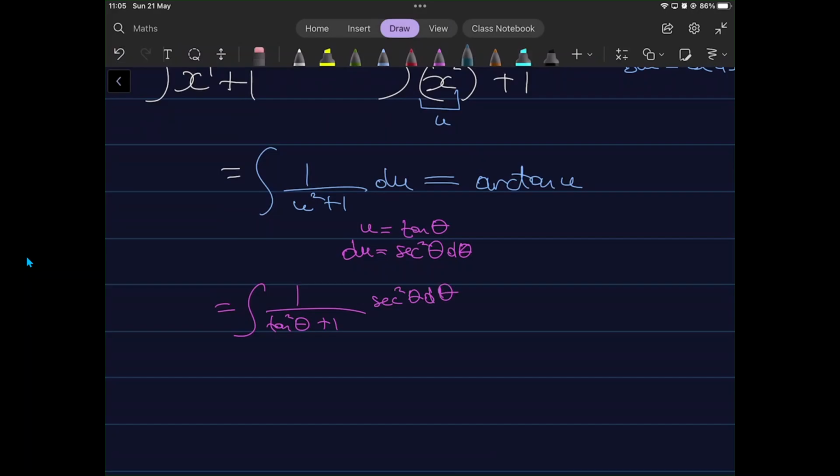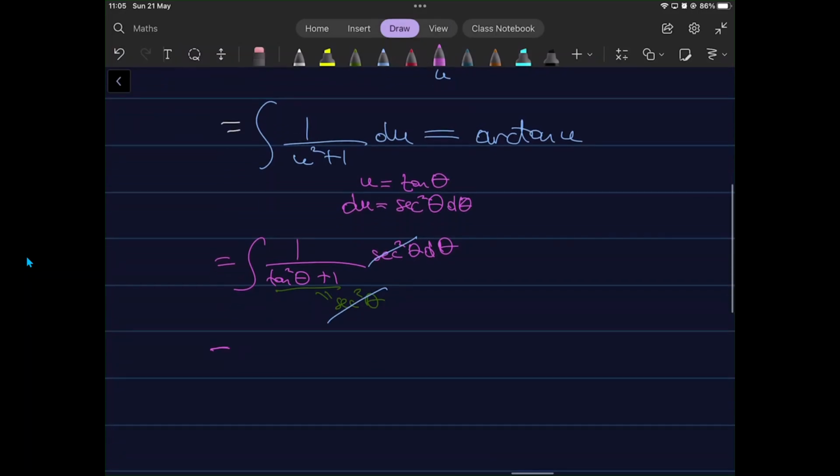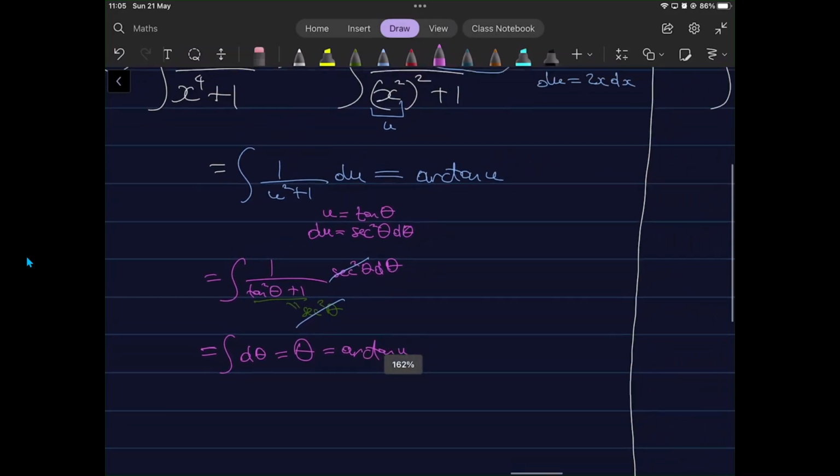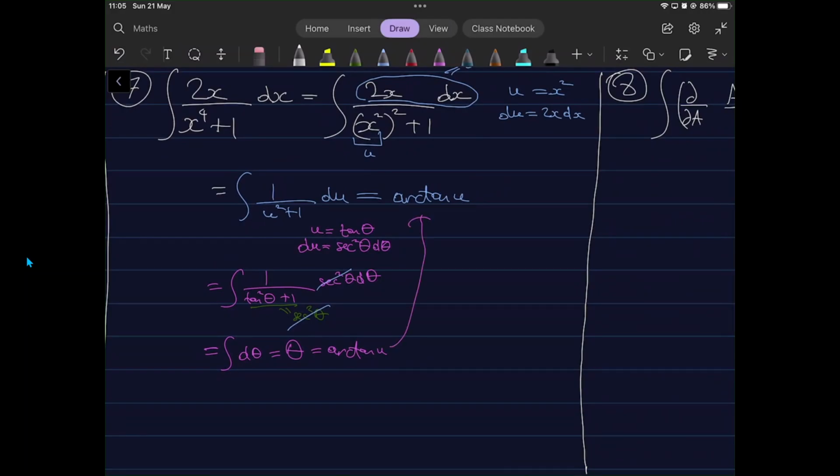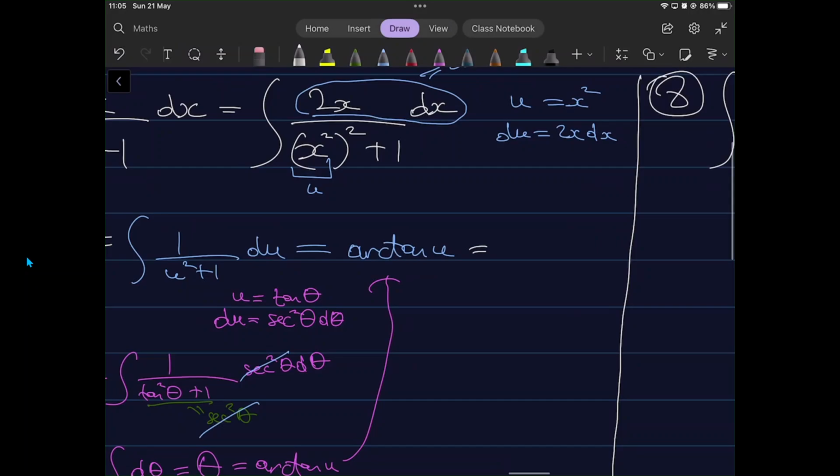And this denominator can actually be rewritten as secant squared of theta, and it cancels out with that secant squared, so we just end up integrating regular old 1, not even theta. So we're just integrating d theta, and you get theta, which is equal to arctan or inverse tan of u. Finally, replace the u with the x. U is equal to x squared, so the answer to this is arctan of x squared plus c. Perfect, and we are good to go.